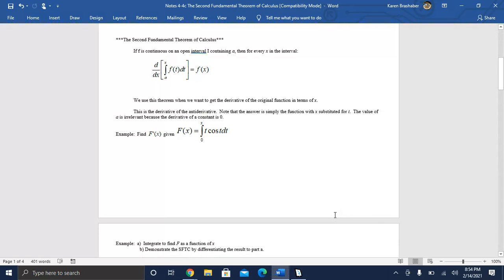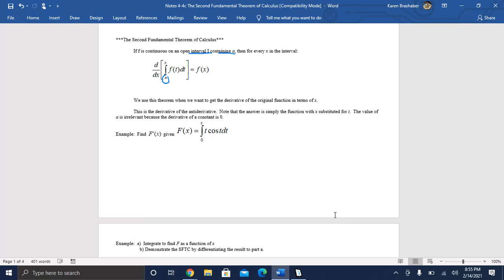It says if f is continuous on an open interval I containing a, so now a is a constant. I want you to see that as we look at this theorem. So a is a constant, and that a has to be in the interval. Then it says for every x in the interval, the derivative with respect to x of the integral from a to x of f of t dt is equal to f of x.